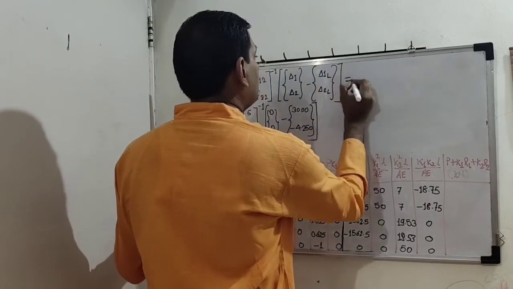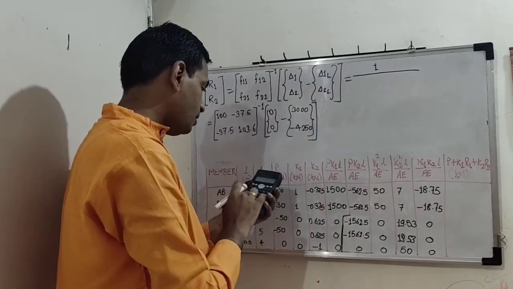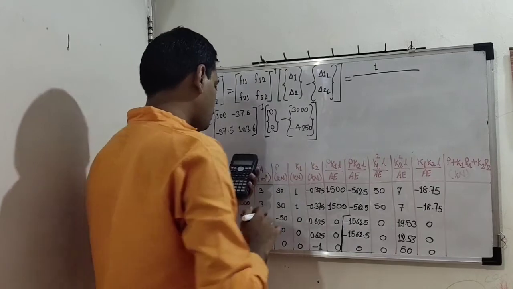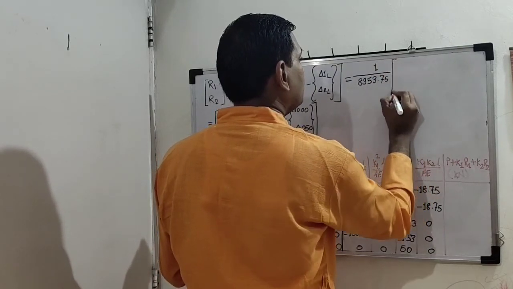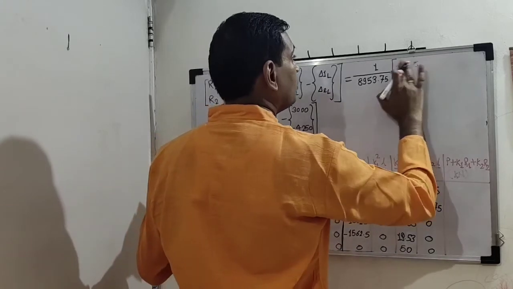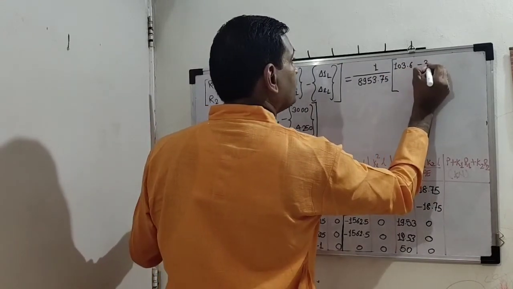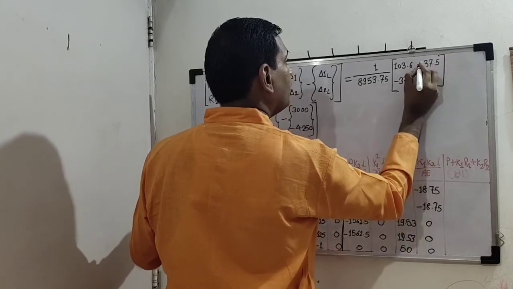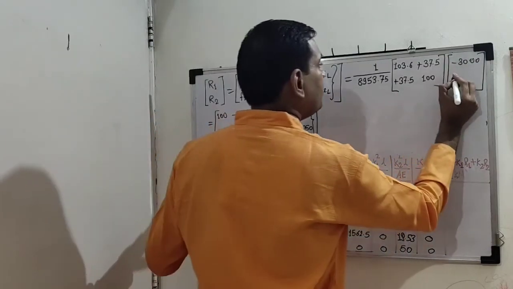So inverse of this 2x2 first. The determinant is, I'll calculate directly, 100 into 103.6 minus 37.5 square. So it is 8953.75. Next, 0 minus 3000, so minus 3000. Before that, our matrix elements, we have to rearrange them. So 103.6, then minus 37.5, minus 37.5, and 100. I think we have to make these plus. Then this is minus 3000. And remaining is plus 4250.